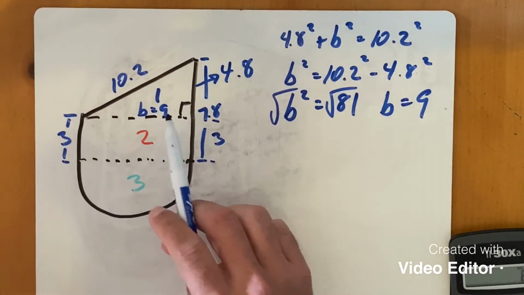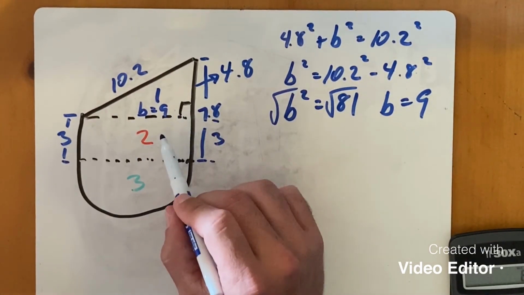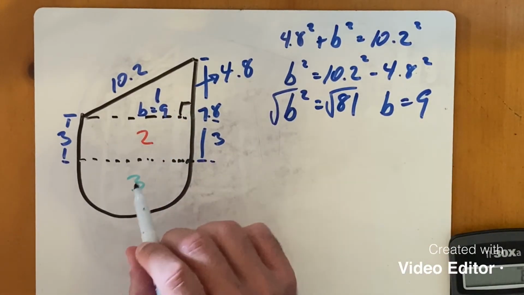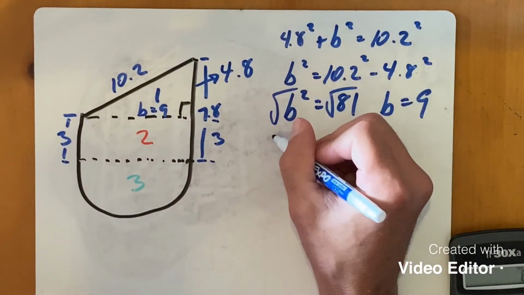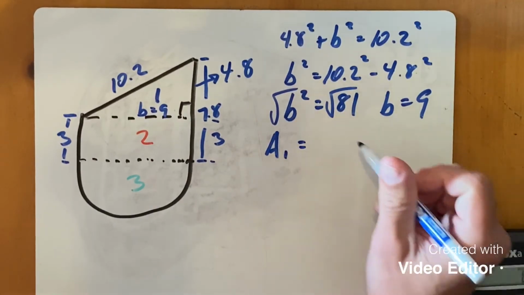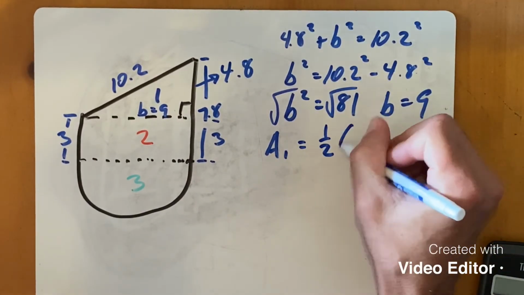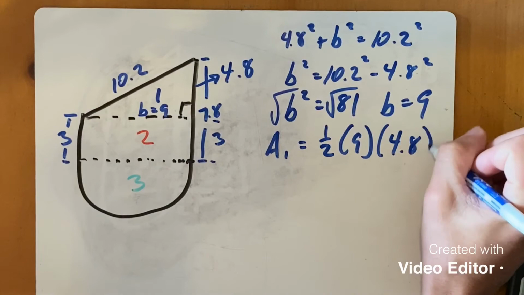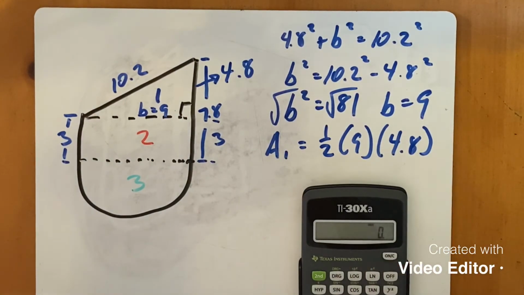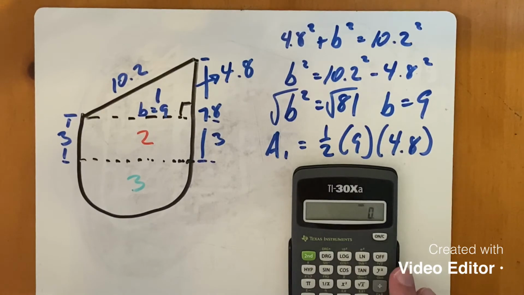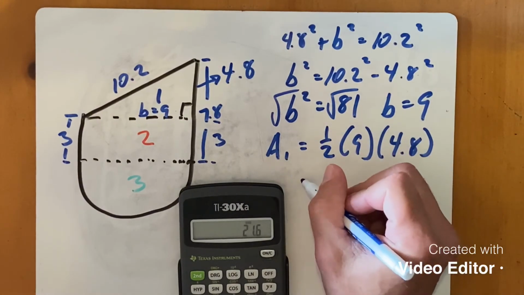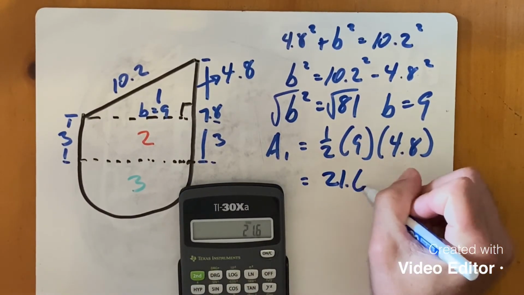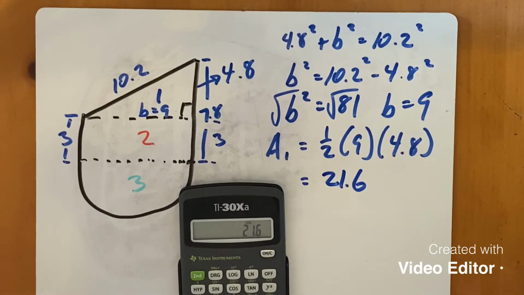Now we can find the area of this portion right here, the blue portion, which is our triangle. So base times height times 1/2. Okay, so area of our triangle is going to be 1/2 base times height. Okay, so let's go ahead and put that into our calculator. 9 times 1/2 times 4.8, and the area of our triangle portion is 21.6. All right, so let's move on to the second section and find the rectangle.